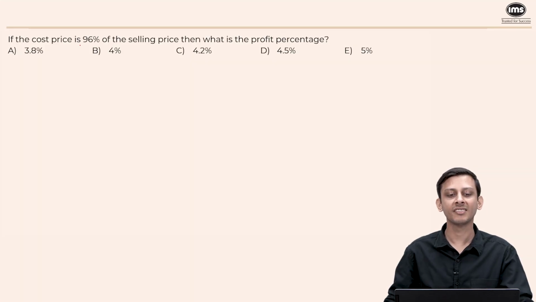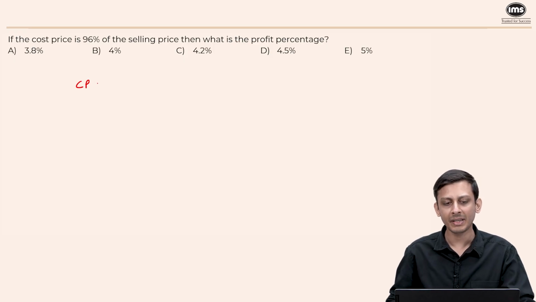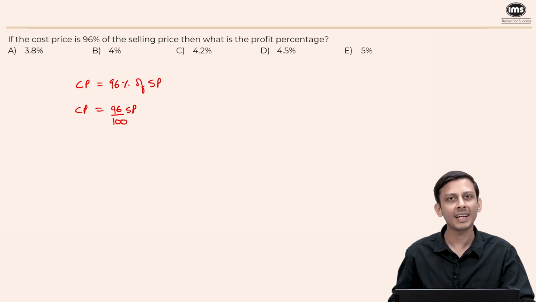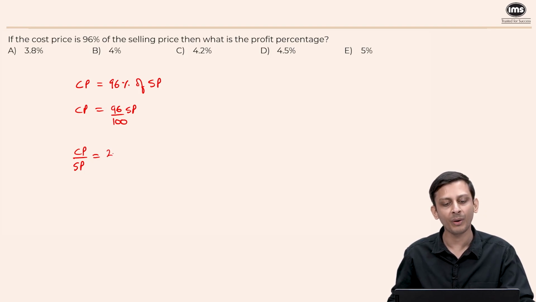If the cost price is 96% of the selling price, then what is the profit percentage? So cost price CP is equal to 96% of the selling price SP. So CP is equal to 96 by 100 into the SP. So we'll get a ratio of CP and SP. CP by SP is equal to 96 by 100. And we can cancel off with 4 to simplify that. So we will get 24 upon 25.